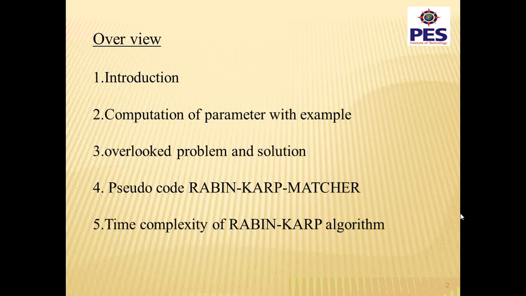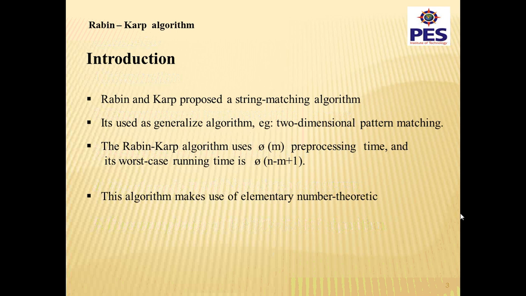First let us see what the Rabin-Karp algorithm is. Rabin and Karp proposed this algorithm, so the name is the Rabin-Karp string matching algorithm. It is generally used in algorithms such as two-dimensional pattern matching. For example, all of us know Google. When you type, it will show what information you might want to send, and in Google search it shows so many options if you type some word.